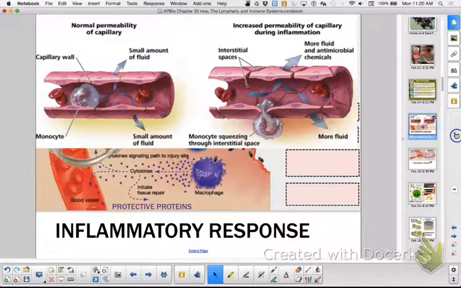Okay, so the histamine, remember these are endothelium. Remember our capillary is one cell thick, right? So it creates spaces. So now you can see that monocyte can squeeze out and then become a macrophage. But keep in mind, now that you've created those spaces, what pressure is greatest at the arterial end of your capillary bed? Hydrostatic pressure, right? So what else is going to get forced out?